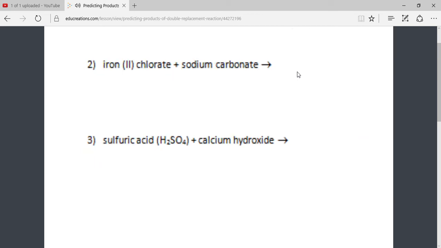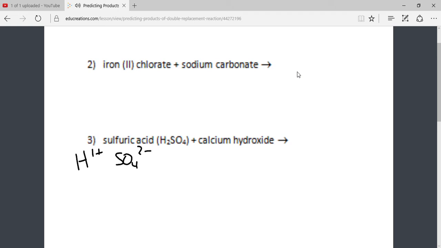Let's now look at the third example. This third example is a little bit of a special case. The symbols for one of the reactants are already provided. Since it is an acid, you can see H2SO4 represents sulfuric acid. H2SO4, however, is made up of two ions: the hydrogen ion with a charge of 1+, and the sulfate ion with a charge of 2-.